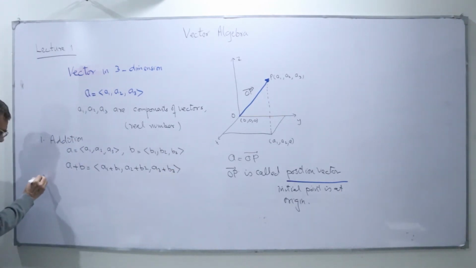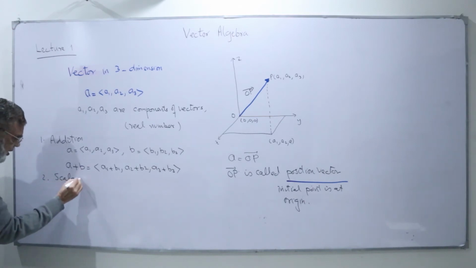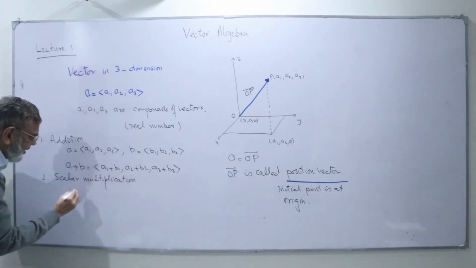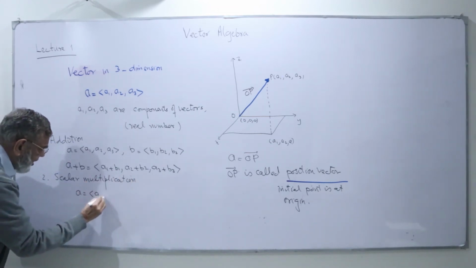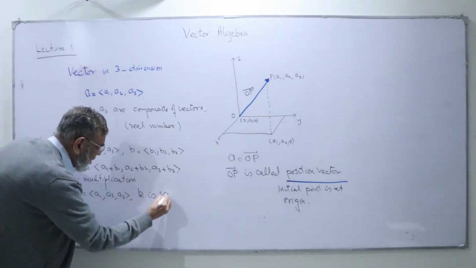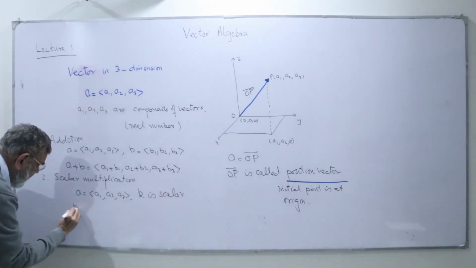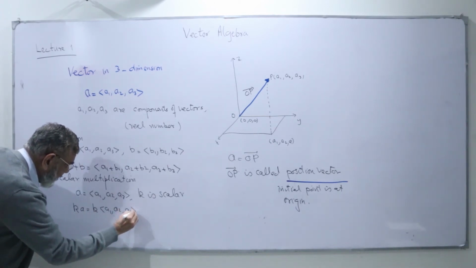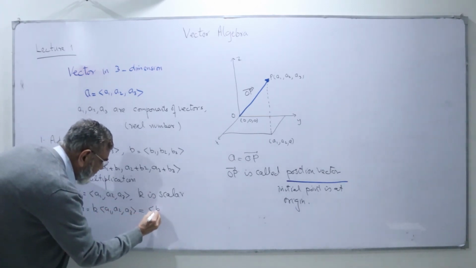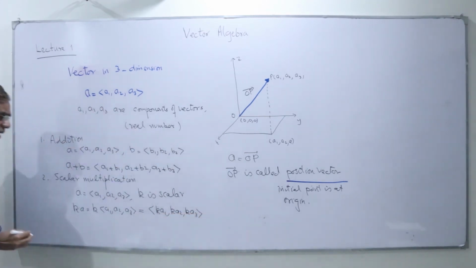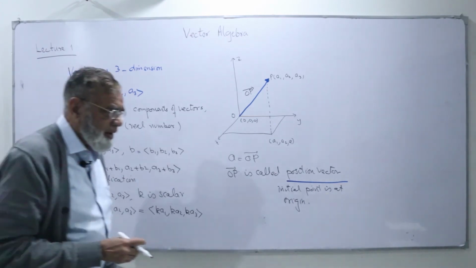Then number 3, scalar multiplication, where we multiply a vector by a scalar. For example, I have this vector A equal to (A1, A2, A3), and k is a scalar, a real number. I want to write kA, which means k into vector A. We multiply each of the components by k, giving (kA1, kA2, kA3). That's my result. We call this scalar multiplication, where we can multiply a vector with a scalar k.